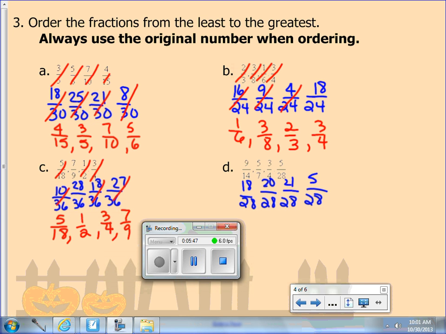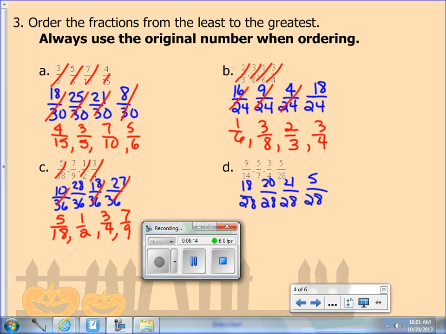In B, those fractions have a least common denominator of 24. So I found equivalent fractions with a denominator of 24 and ordered them from least to greatest. On C, the least common denominator was 36. I put them in order from least to greatest in the original format. And D, I left D to show the example.